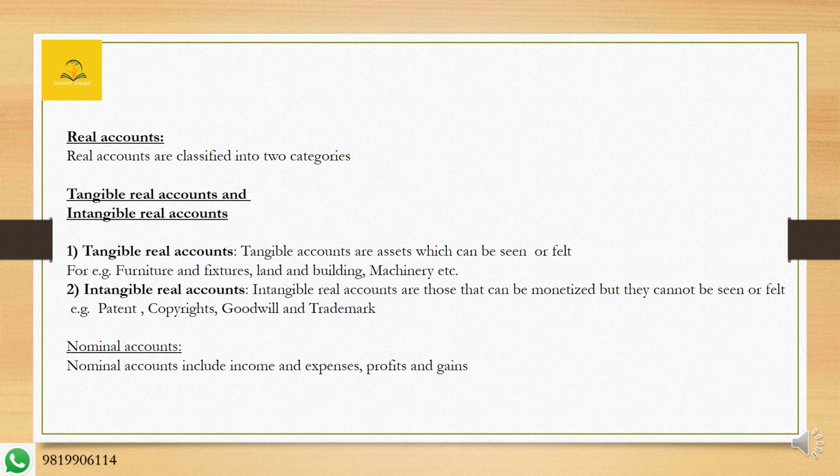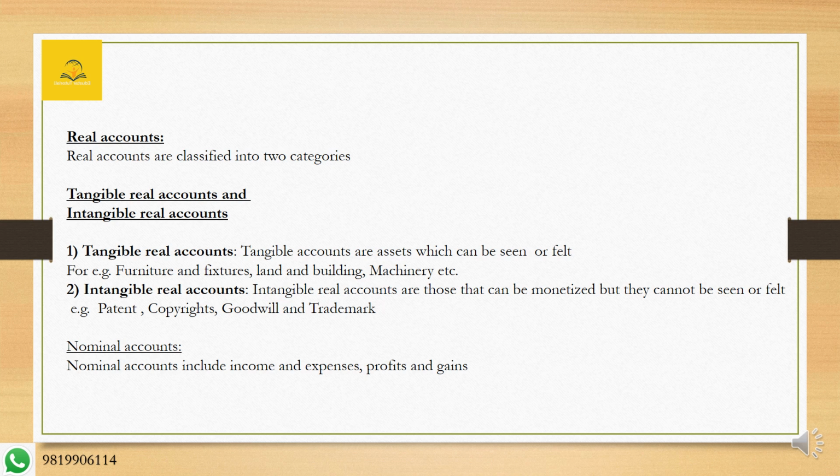The next category is the real account. Okay, now what is a real account? Suppose a shopkeeper is buying a computer for his business. So, in this transaction, something real has come into his business.